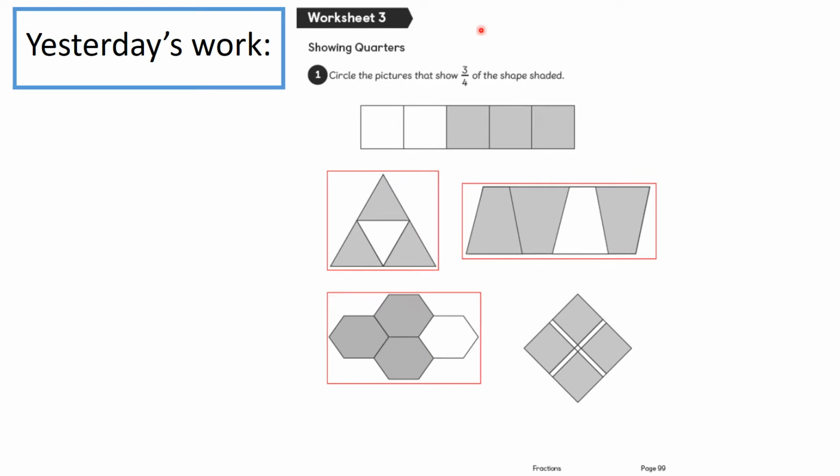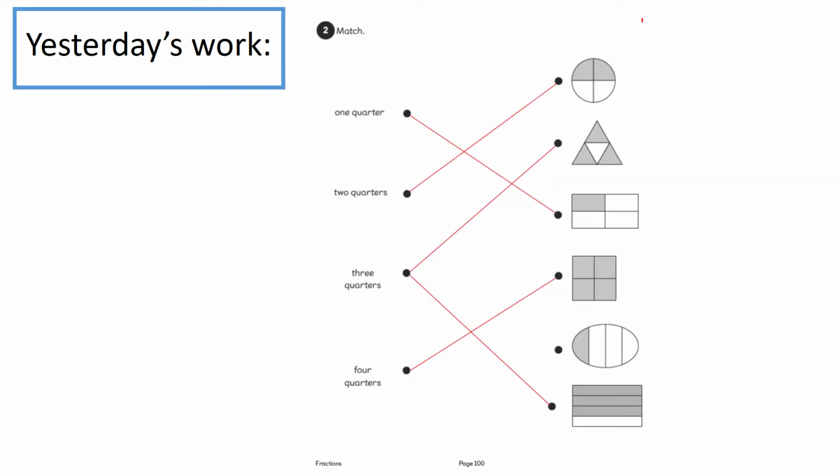So question 1, we needed to circle the pictures that show 3/4 of the shape shaded, and hopefully we can remember now that when we're talking about quarters we should have a shape that has 4 equal parts, and in this case we're looking for 3 of those equal parts to have been shaded in. So we should have circled these 3 here. Well done.